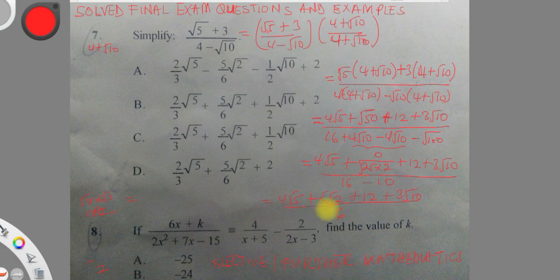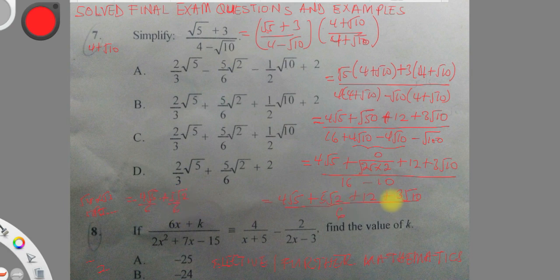You can separate them. This is the same as 4 root 5 divided by 6, then we break it. So this is the same as 4 root 5 all over 6. Write it like this. Then the next term is the root 2. We have plus 5 root 2 all over 6.